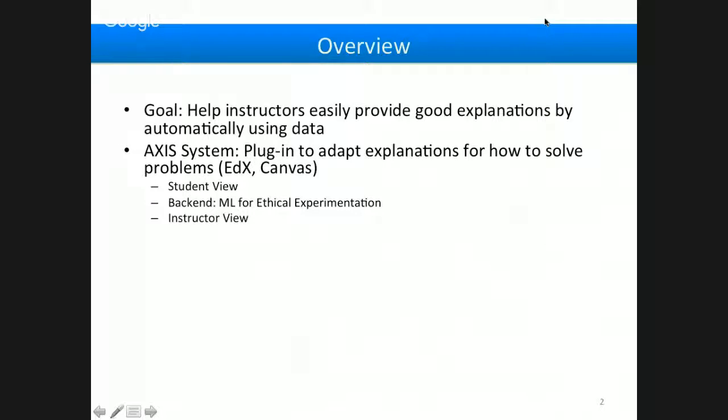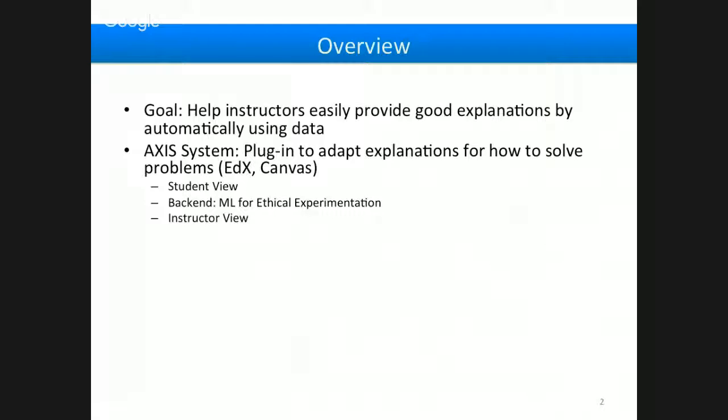And so I'm going to present one example of a system. We call it ACCESS, for Adaptive Explanation Improvement System. Basically, this is a plugin that I built to adapt explanations for how to solve math problems. So if you've got a problem and you eventually get the answer, it will then give you an explanation of why that answer was correct.